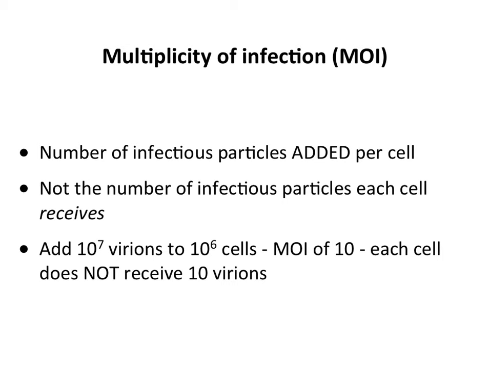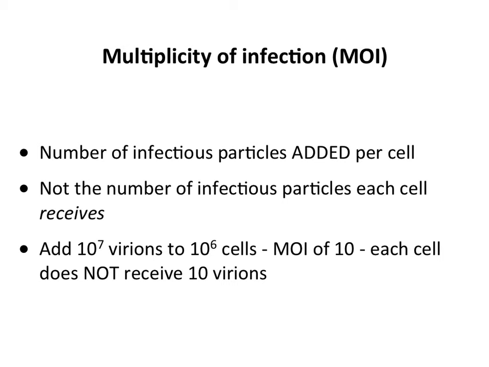So for example, if we have 1 million cells and we add 10 million virions or virus particles to those cells, the MOI is 10. It's simply a division of 10 to the 7th by 10 to the 6th. This does not mean that each cell will get 10 virions. In other words, an MOI of 10 does not mean that every cell will have 10 virions attached to it and get in.